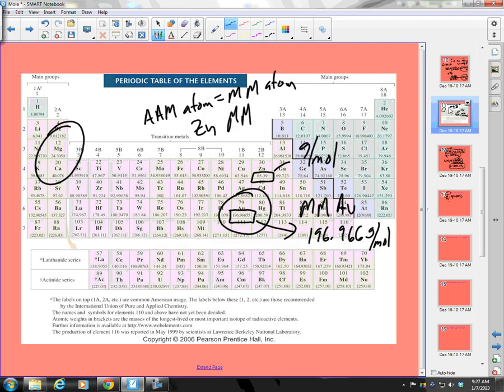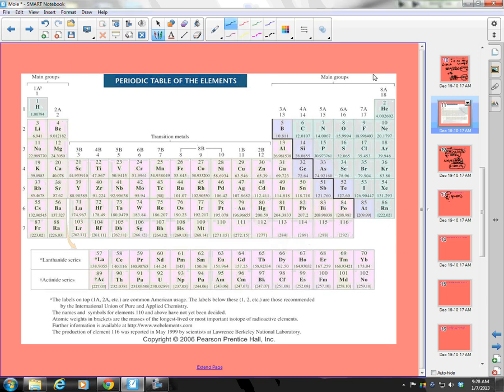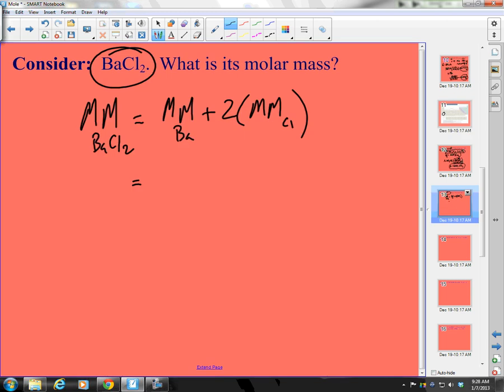What is barium? Let's clean this up a bit. Abracadabra. Just like magic. Barium. Where's barium? Barium is right here. Looks like it's 137.32.